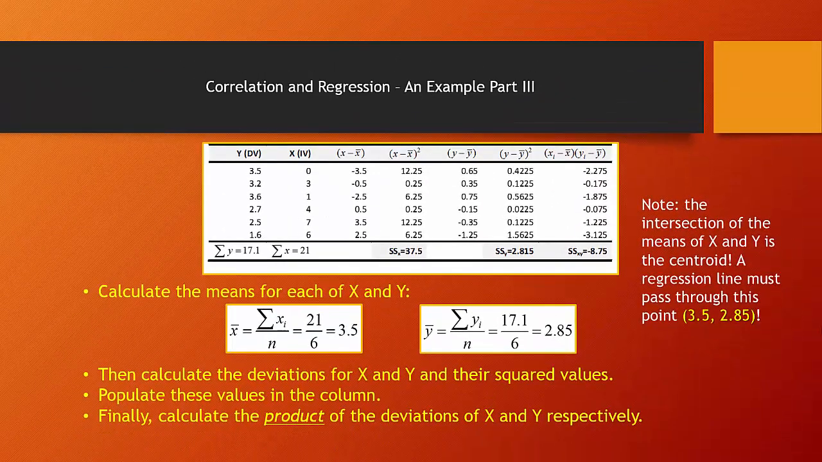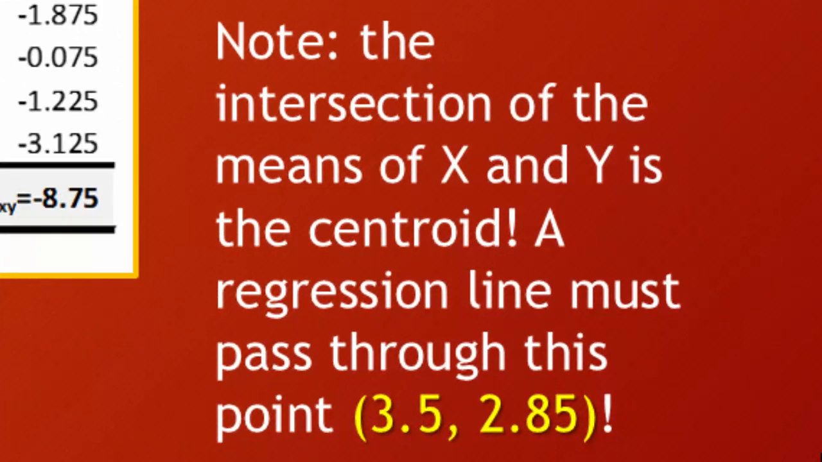Perfect. So now we have our sum of squared errors for x, our sum of squared errors for y, and our sum of squared errors shared between x and y. Oh, and by the way, while we're here, because we have a mean of x and a mean of y, we have a special coordinate point that we're going to use later. The point where the mean of y intersects with the mean of x is what's called the centroid.